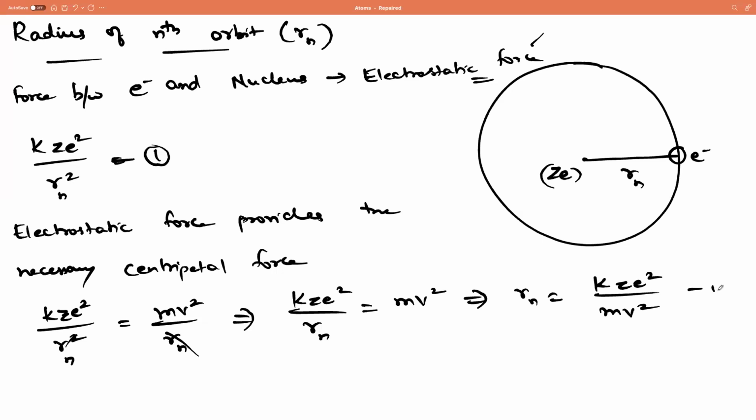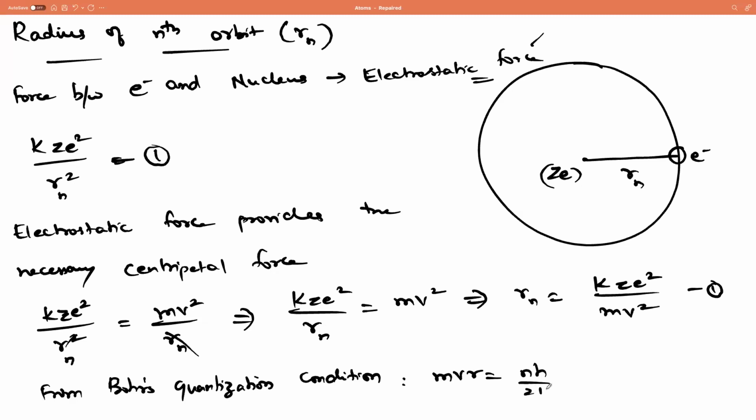For that to get eliminated, we will use Bohr's quantization condition. So from Bohr's quantization condition, what can I say? mvr is equal to nh divided by 2 pi, which implies v is equal to nh divided by 2 pi into m into r. This is true. Make a note of this. Call this 2.